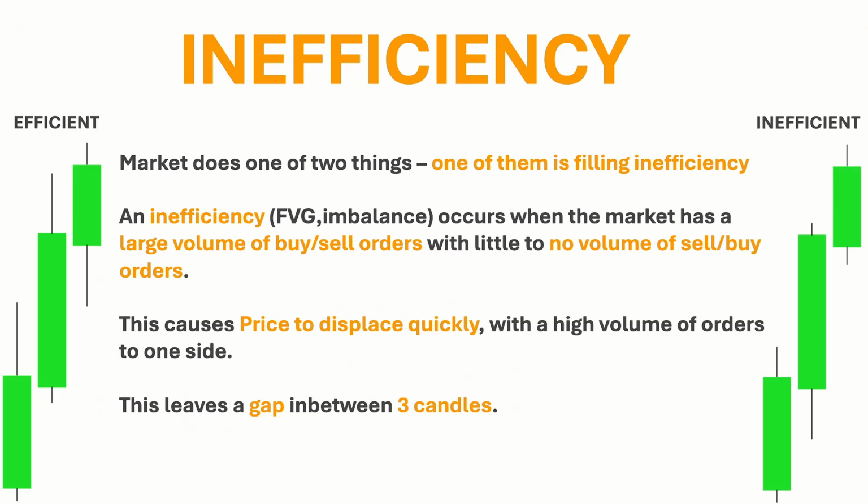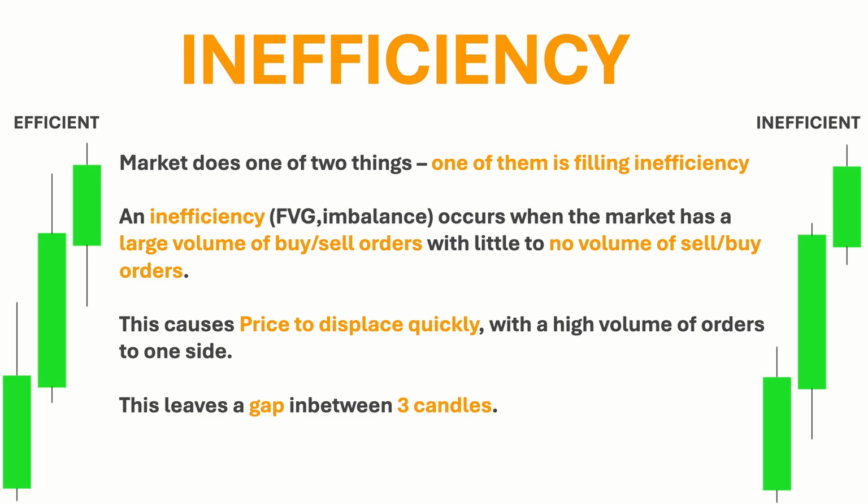Now, with order blocks covered, we are going to move on to inefficiencies. Now, inefficiency along with volume and liquidity, these three concepts can be used to explain every single move in the market. Now, I stated earlier, the market does one of two things. The second thing the market does is filling inefficiency. So when the market isn't seeking liquidity in the form of old highs and old lows, the market is filling inefficiency, or as most of you guys would know it, fair value gaps or imbalances.